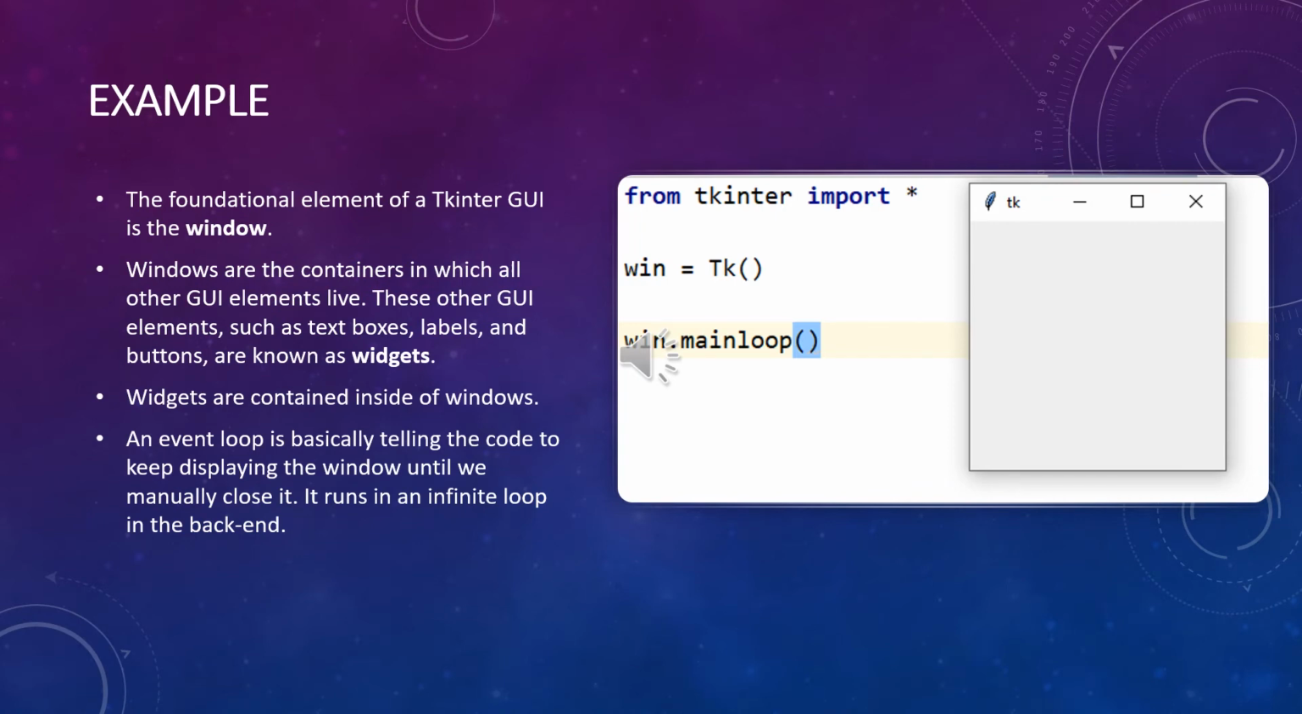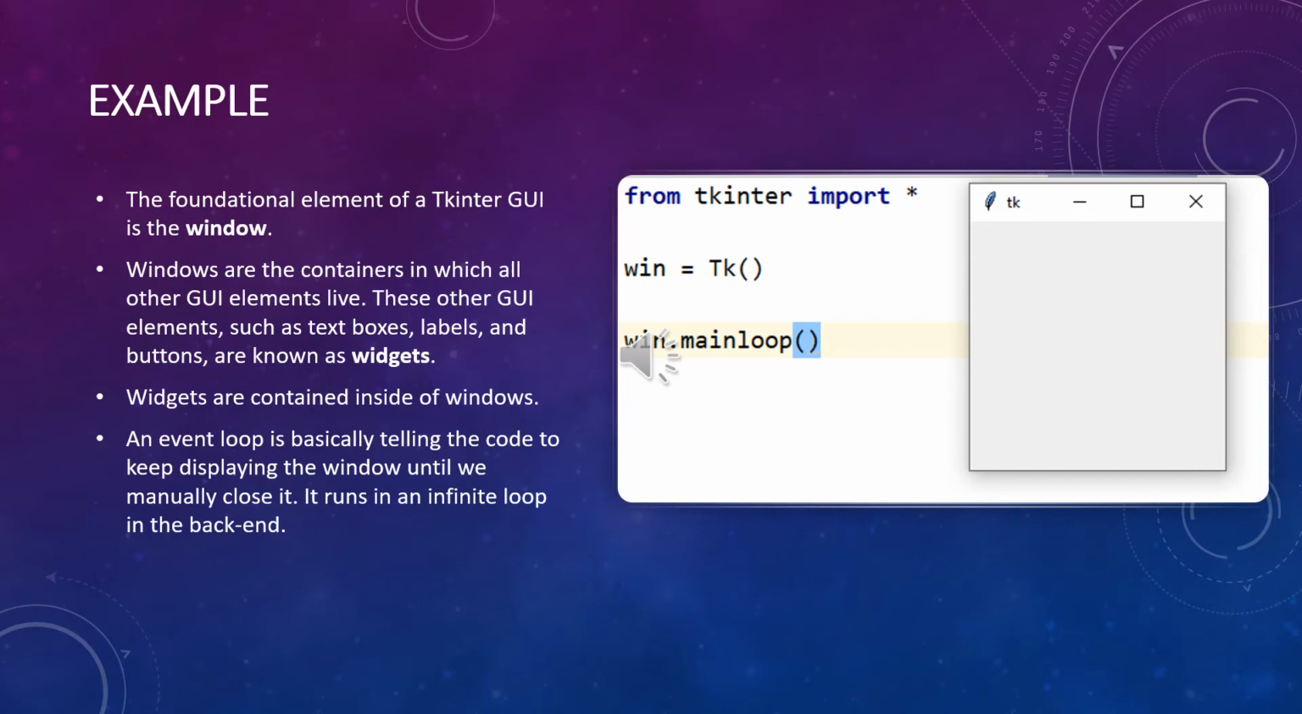The foundational element of Tkinter is the window. Windows are the containers in which all the other GUI elements are present. Examples are labels, text boxes, buttons, radio buttons, checkboxes, and images also. They are all known as widgets. Widgets are contained inside of the windows.